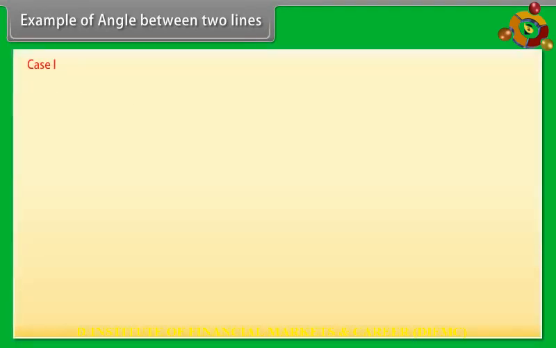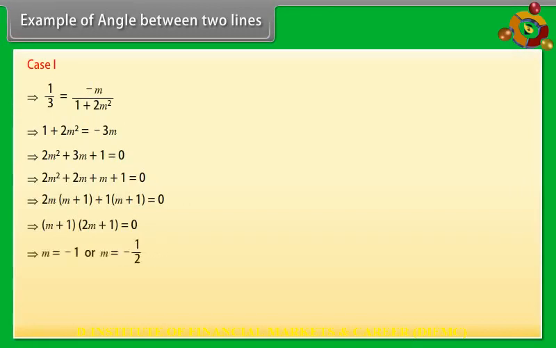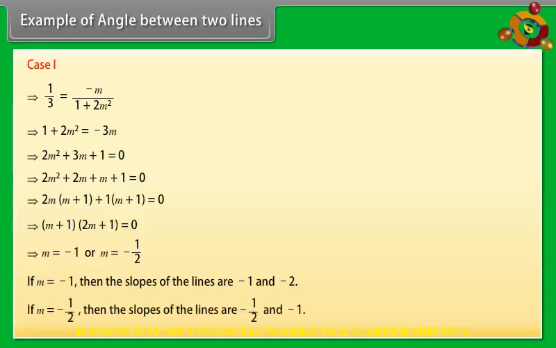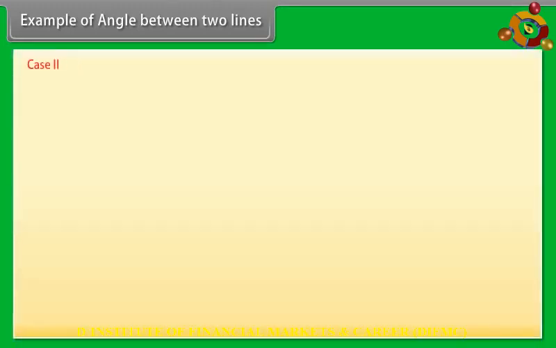Case 1. 1/3 is equal to minus m divided by (1 plus 2m square). On solving, we get m is equal to -1 or m is equal to -1/2. If m is equal to -1, then the slopes of the lines are -1 and -2. If m is equal to -1/2, then the slopes of the lines are -1/2 and -1.